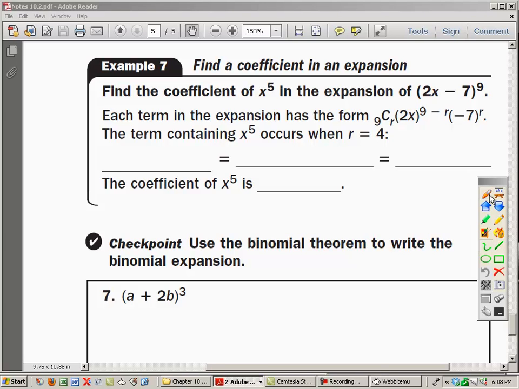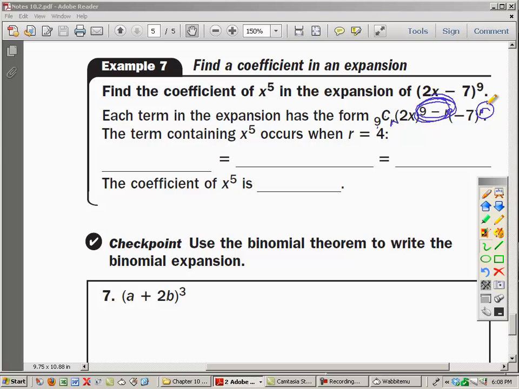It says, find the coefficient of x to the fifth in the expansion of (2x minus 7) to the ninth power. Well, remember that each term has the form 9 choose r, times 2x to the 9 minus r power, times negative 7 to the r power. Because again, each term we start at 9 and keep decreasing. Every time I increase r by 1, the power on x goes smaller. And as r goes up, I continue to increase the power on the second term.